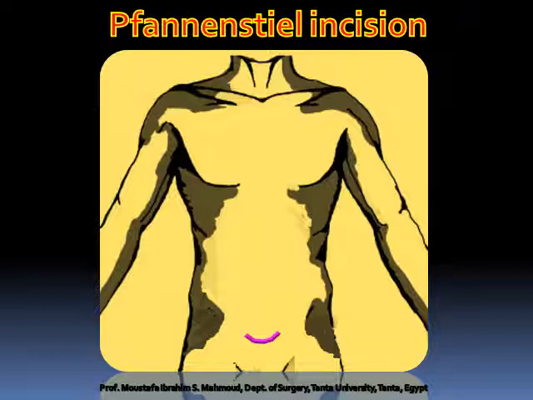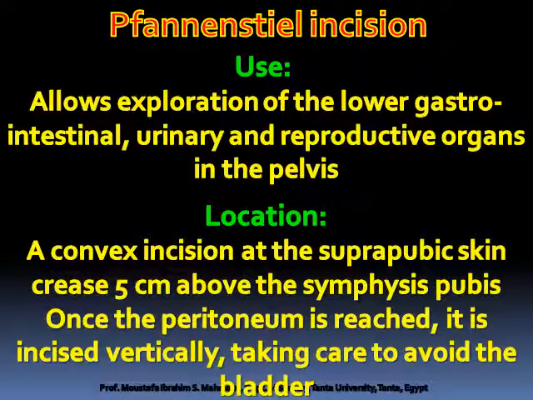Pfannenstiel incision. Its use allows exploration of the lower gastrointestinal organs, and the urinary and reproductive organs in the pelvis. Its location: it is a convex incision in the suprapubic skin crease 5 centimeters above the symphysis pubis.